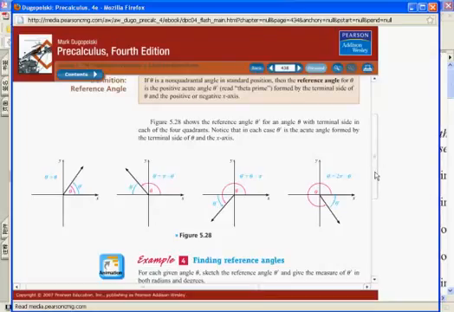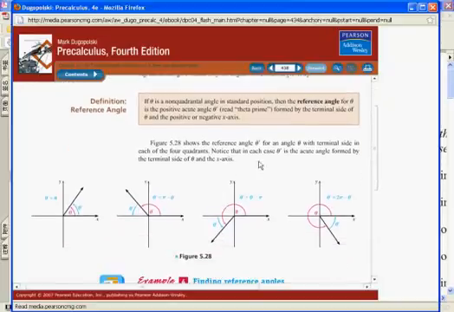Now let's talk about the reference angle. Okay, reference angle. So suppose we have a non-quadrantal angle. That means this angle is not a multiple of 90 degrees, right? It's in one of the 4 quadrants. Then we need to define the reference angle of this given angle. Let me call this angle theta. Okay, we use the red for this angle theta. How do we define the reference angle?